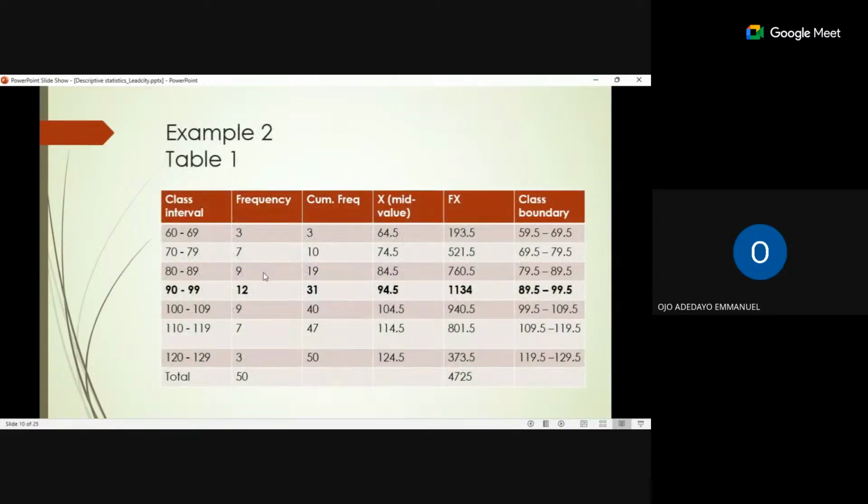Or another way around is that once you have the frequency, once you have the cumulative frequency, please mute your mic. Please mute your mic.